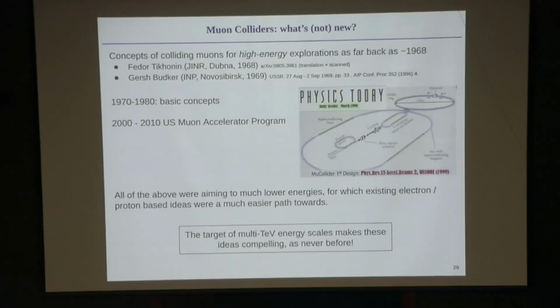But all of these efforts were actually aiming at much lower energy, for which electron and hadron colliders offered just a much better alternative and much easier to realize. What is new now is that this target of multi-TeV energy offers challenges to the existing technologies that really make it harder and harder to push them. And this becomes a very viable alternative; if we can master it, it becomes really compelling because it allows us to push much further.